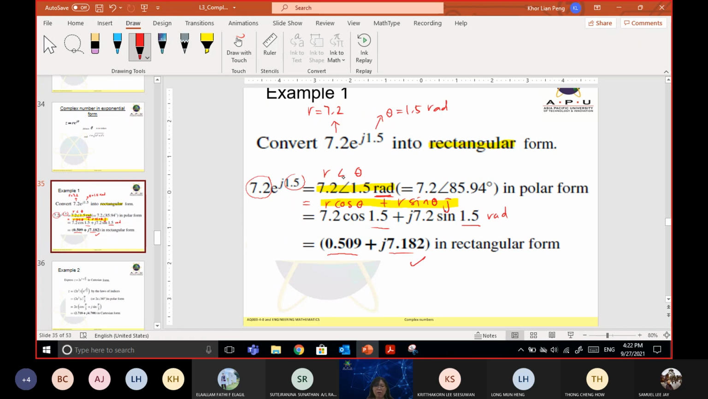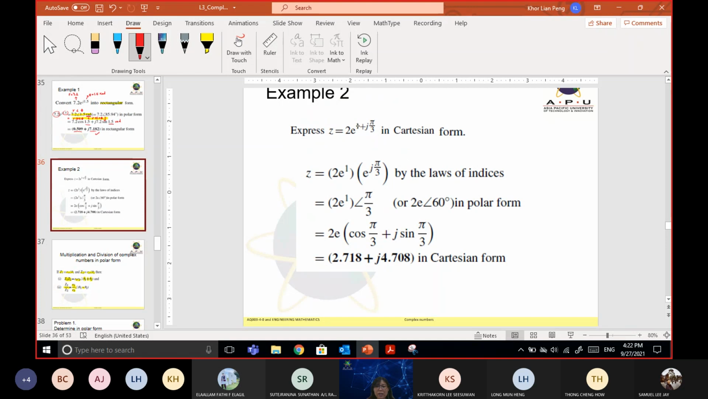You can write in the polar form first, which is r angle theta. Then you just substitute into the formula r cos theta, r sin theta to get the answer in the rectangular form or Cartesian form. When you have e to the power of something plus j theta, you have to be very careful. You need to apply the laws of indices, so you write 2e, then multiply by e to the power of j pi over 3. This part will be r, and this part will be j theta. Then you can write it into Cartesian form.